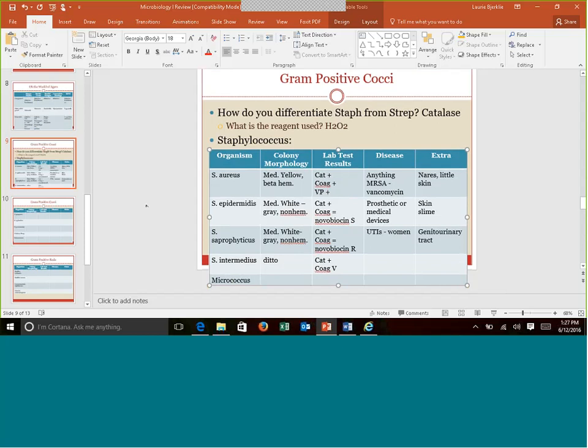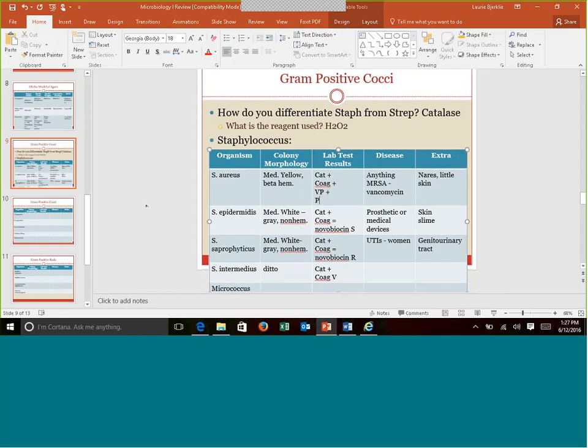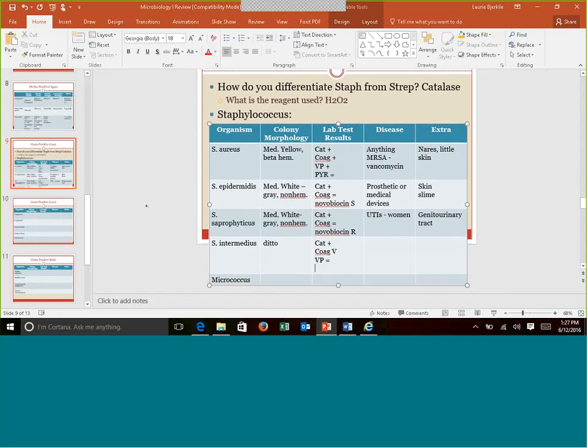So if you did a VP test, Staph aureus, remember, is VP positive, and if you did a PYR, Staph aureus would be PYR negative. Whereas Staph intermedius would be the opposite. VP would be negative, PYR positive. So you can see how those additional tests can really separate between them. And the only thing that we really linked intermedius with is especially dog bite type wound infections. That's all you really need to take away there, and I think we're good.